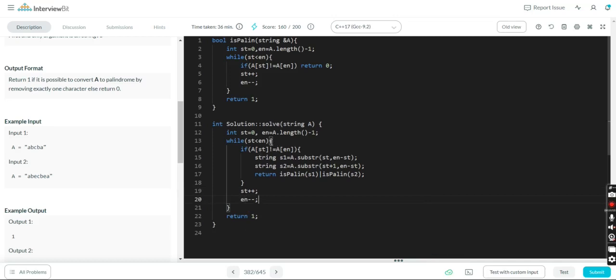Let us go to the solution once again. So we have taken 2 pointers, one from the beginning and one from the end. Now we traverse the string and we find out the first position of mismatch, and at that position we take 2 substrings, and if one of them or both of them is a palindrome, we return a 1, otherwise we return a 0. And if we exhaust this string, we simply return 1 because the given string is a palindrome already, and we can strike out one character to make it a palindrome again.